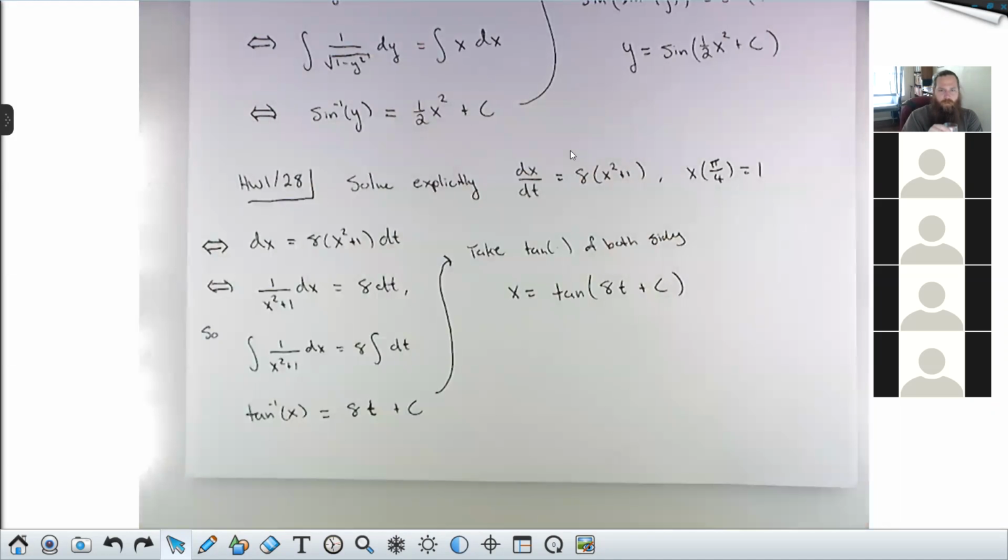And now all we have to do is get our initial conditions to work. So this initial condition says when t is equal to pi over 4, x should be equal to 1. That's what that says.